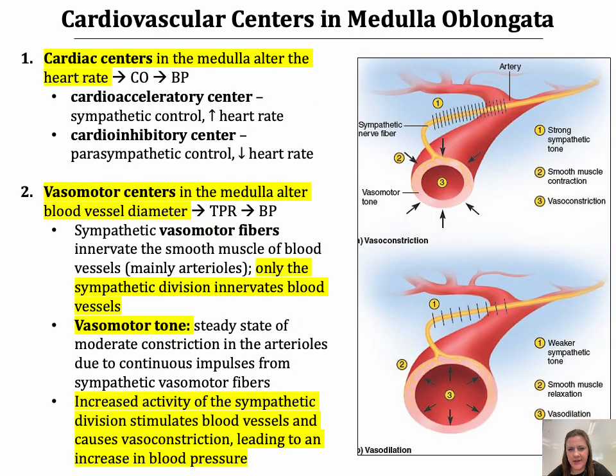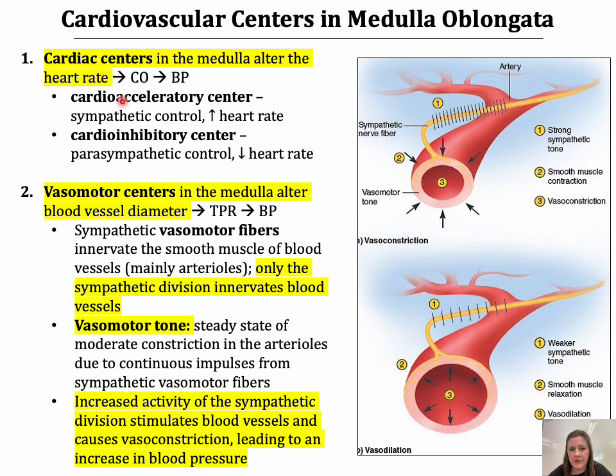The cardiovascular centers in the medulla oblongata, there are two distinct centers, first being the cardiac center, the other being the vasomotor center. So with the cardiac center, this of course is innervating the heart itself, vasomotor innervating the vessels. Okay, so the medulla can alter the heart rate, which will in turn alter the cardiac output, which will in turn affect the blood pressure.